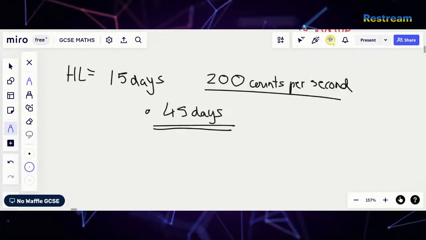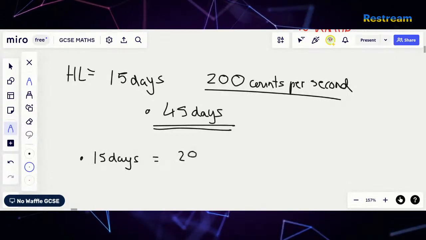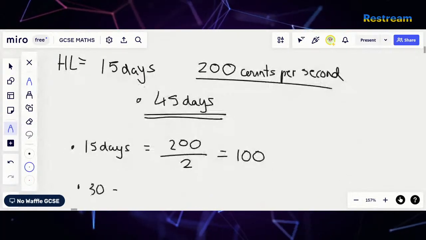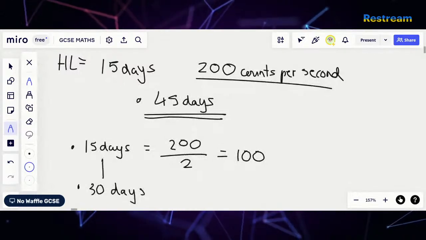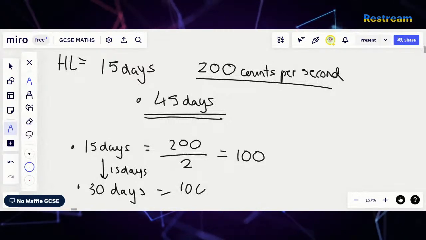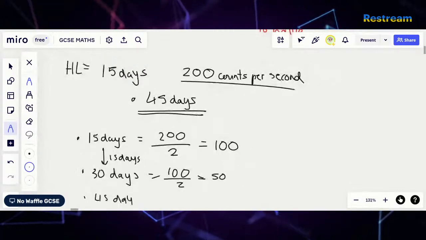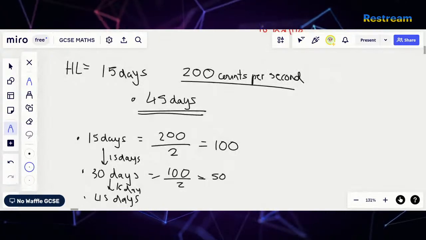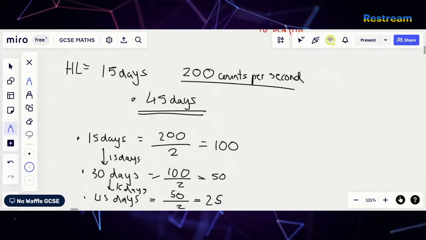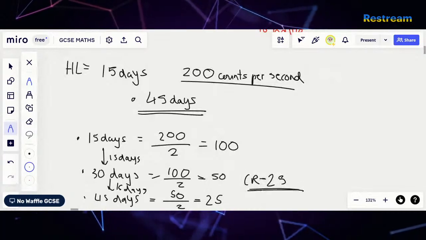So let's plan a timeline. After the first 15 days, we know that the count rate is going to be 200 divided by 2, which is 100. Then after 30 days, so another 15 days have passed, this count rate halves again, to 50. Then after 45 days, so another 15 days, the count rate halves again to 25. So the count rate after 45 days is now 25 counts per second.